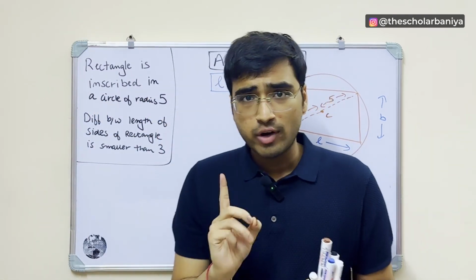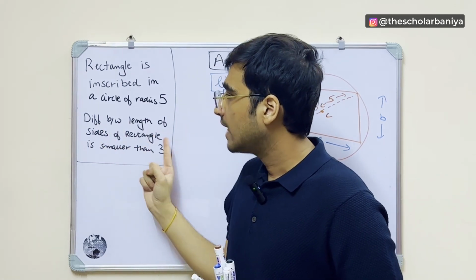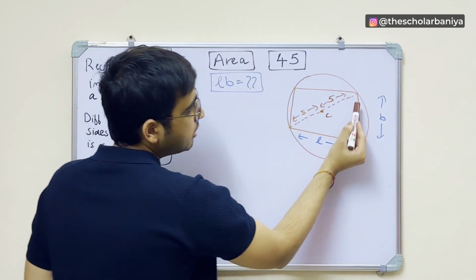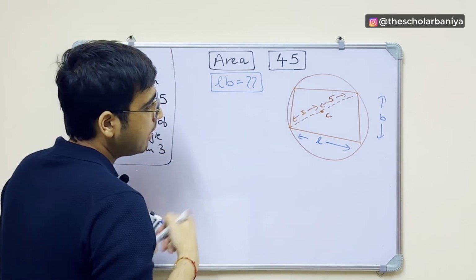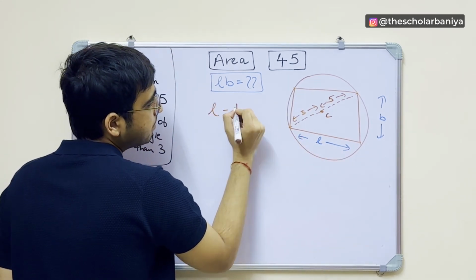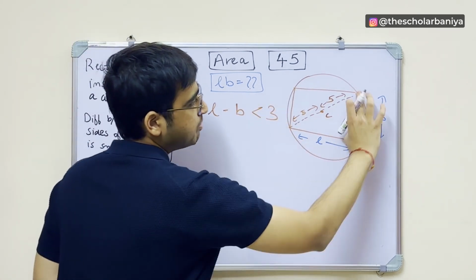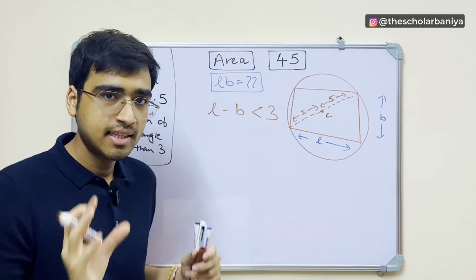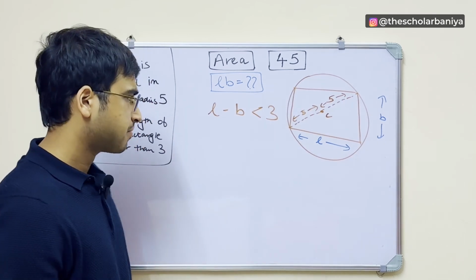Now tell me one thing, there is one more condition given, which is the difference between the length of the sides of the rectangle is smaller than 3, right? So the difference between the rectangle sides is less than 3. Which means what is given? L minus B is less than 3, right? Length minus breadth. The difference between the sides of the rectangle is smaller than 3. So this is what we are given, right?